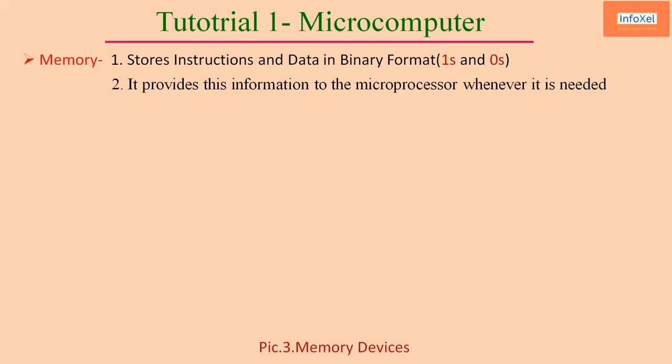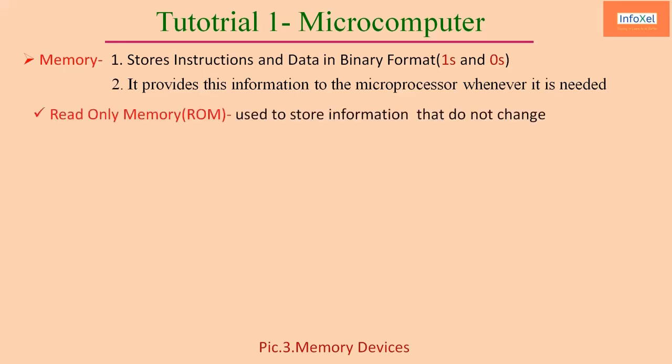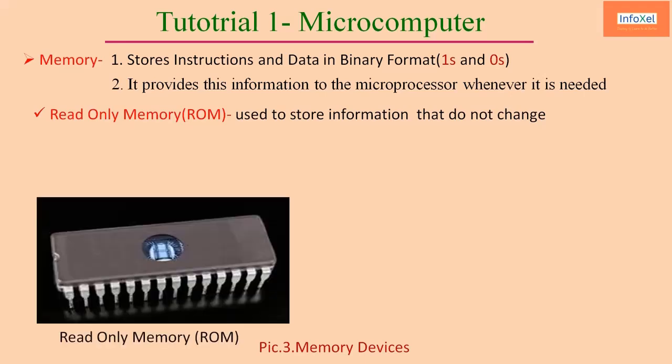Now we will see the types of memory. Read-only memory, ROM, is used to store information. As I just told you, information means it can be an instruction or data. So information that does not require any change is stored in read-only memory. This picture shows a read-only memory chip or IC. This is an EEPROM IC.